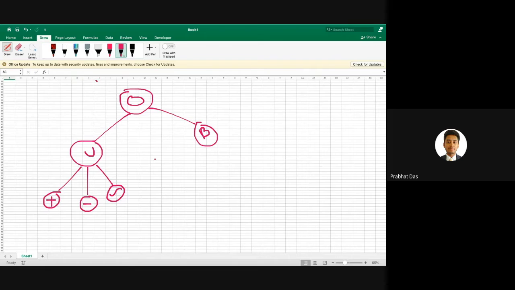Now, what exactly are unary operators? Unary operators are those operators which use a single operand to perform the operation. Instead of having multiple or two different operands, they use a single operand. That's why we call it a unary operator.